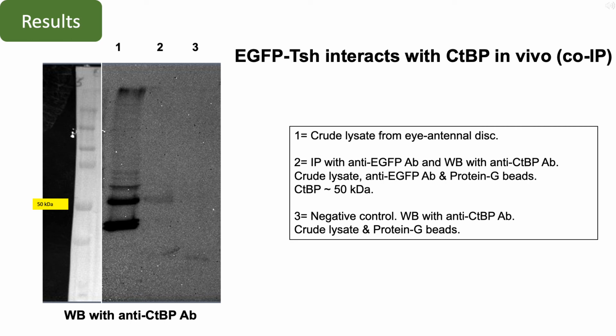no anti-EGFP antibody. So we can see in the second column that we do have a band that's visible around 50 kilodaltons, and that's what's expected of CtBP. So we can see it there around 50 kilodaltons. So this is just further showing us that there is an interaction between CtBP and t-shirt, and that when we're co-immunoprecipitating them and we're pulling down this complex between EGFP t-shirt and CtBP, and then by using this Western blot, we're able to identify that they are interacting in some way.